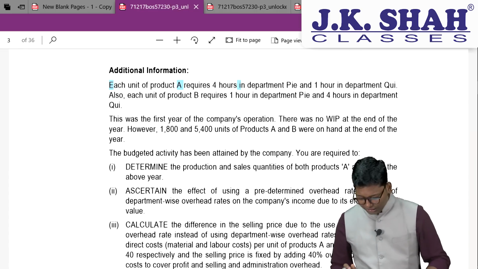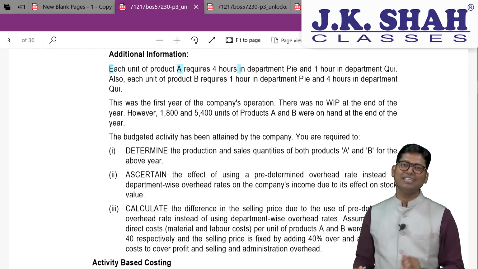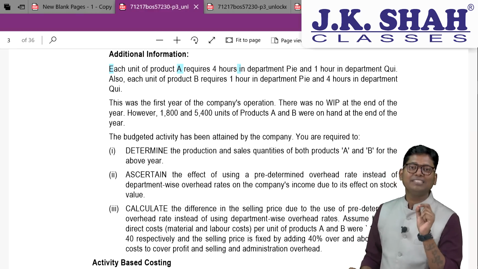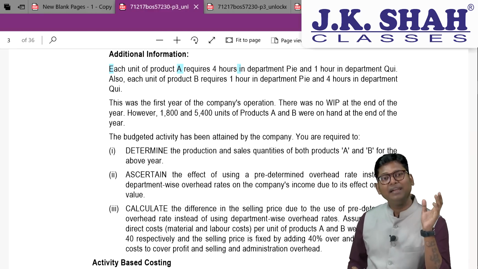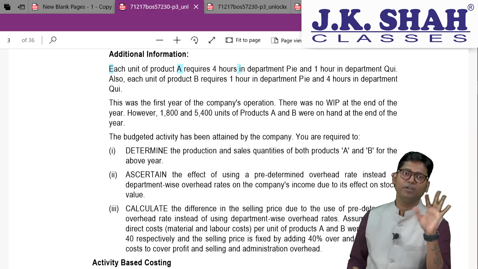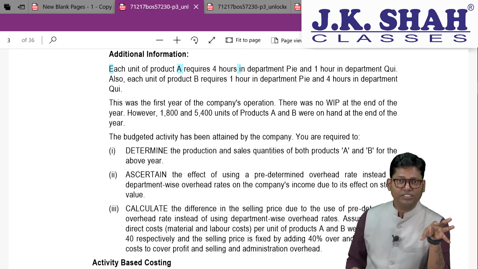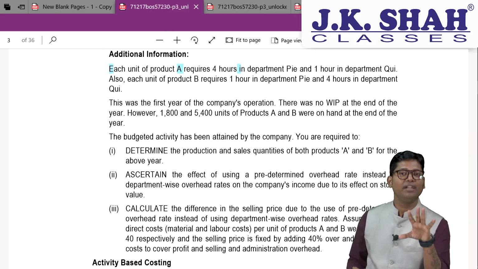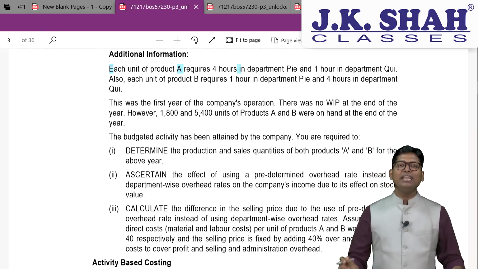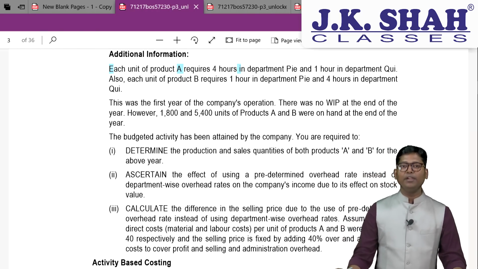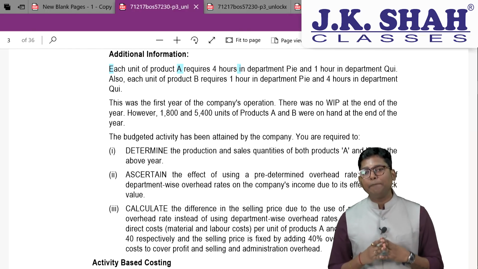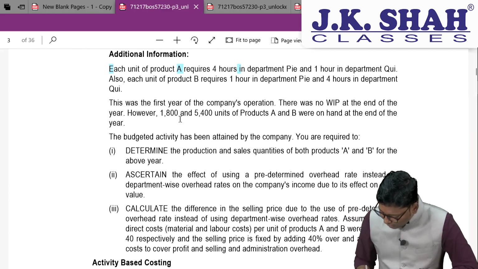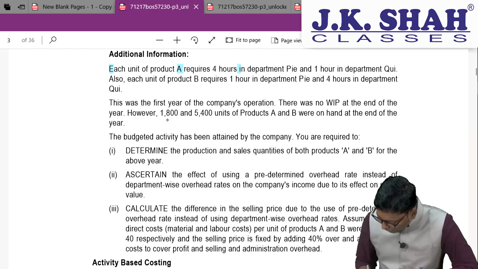This was the first year of the company's operation, which means there is no opening stock. And if you read the further information, it is mentioned there was no WIP at the end of the year also, meaning whatever is produced is sold. So opening stock is not there, WIP is not there, but whether closing stocks are there or not, that we need to check. 1,800 and 5,400 units of product A and B were on hand at the end of the year.